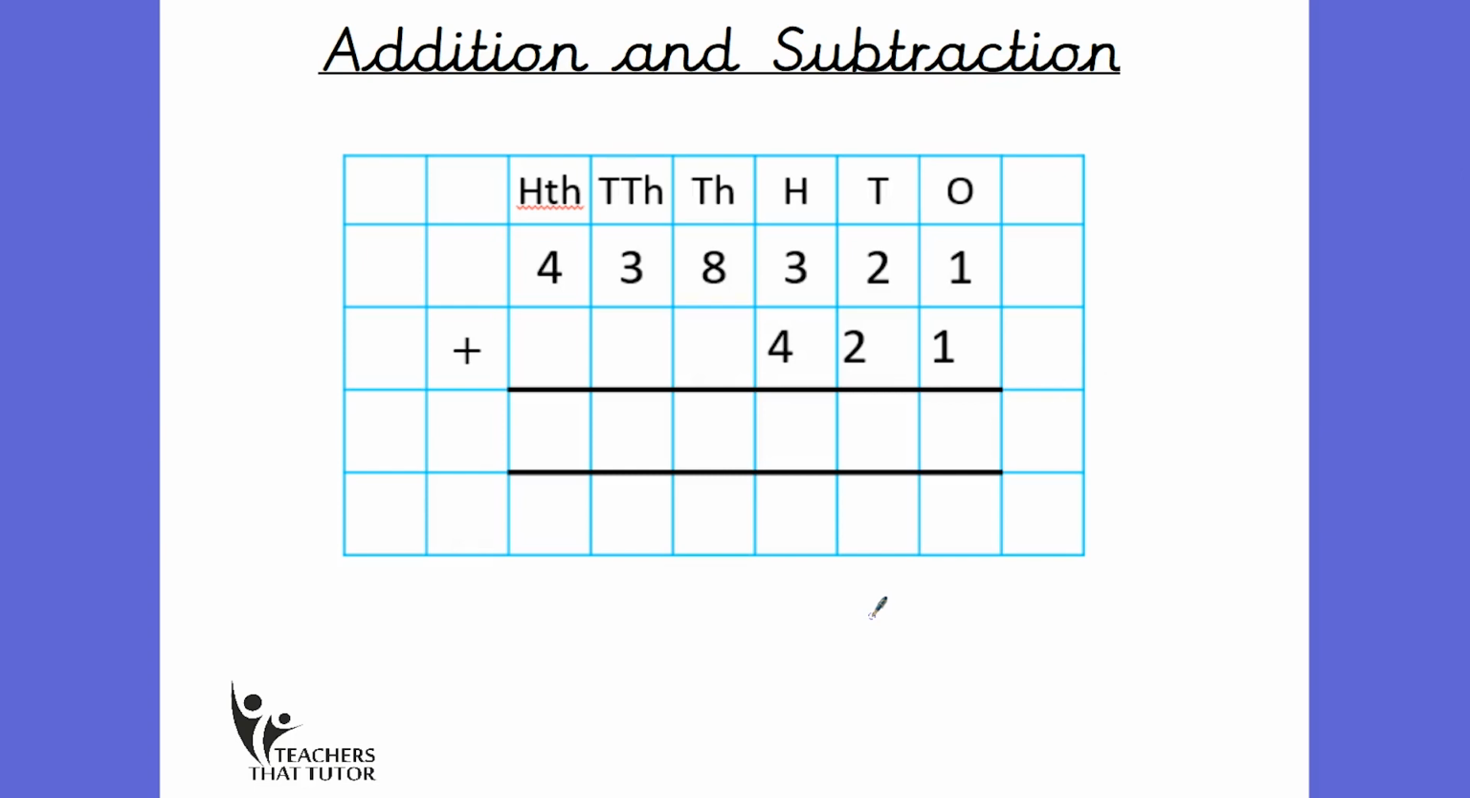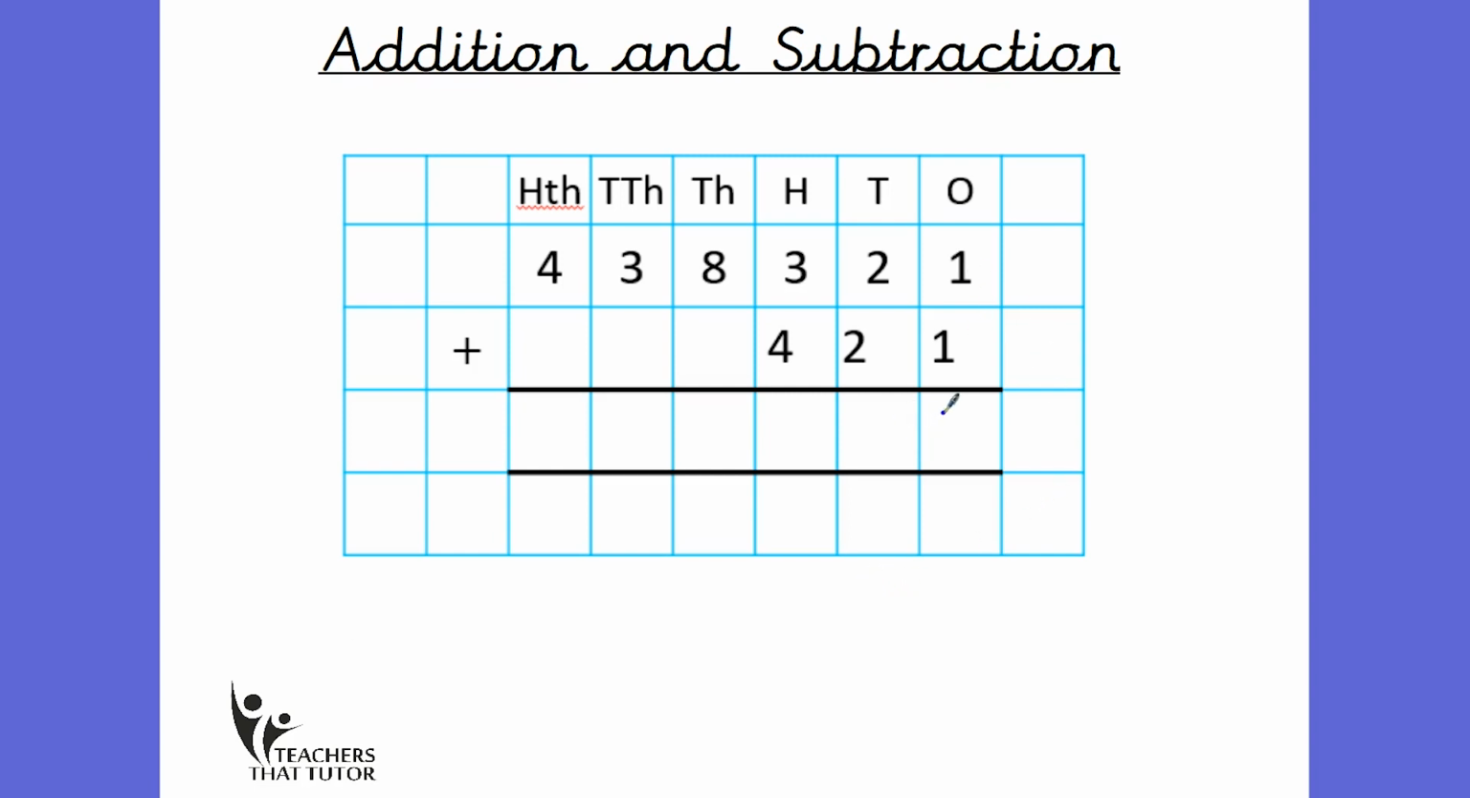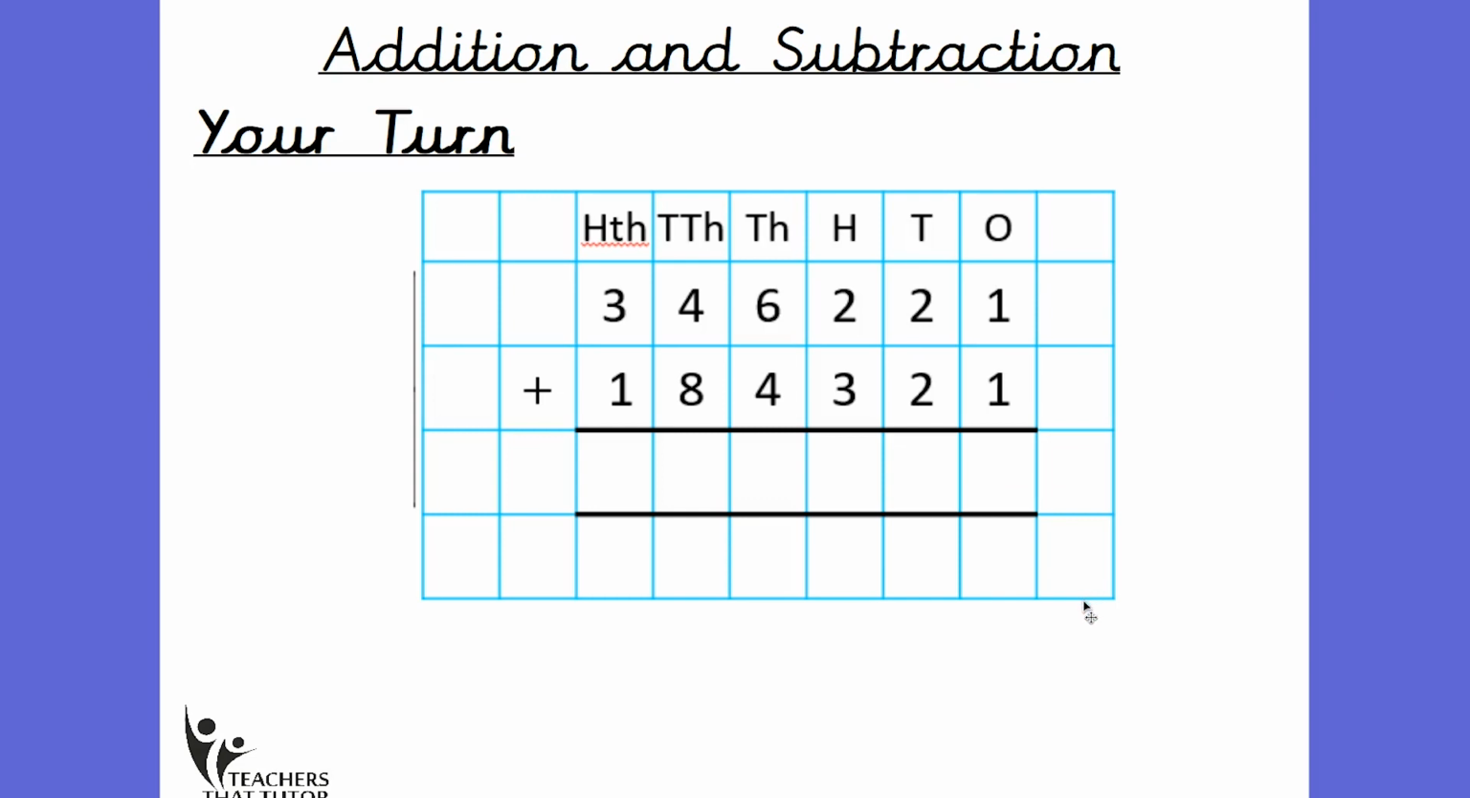So make sure when you're ever adding and subtracting and you're using column method that you put the numbers in the correct columns. That's really, really important. So let's go and add these together then. 1 add 1 is 2. 2 and 2 is 4. 4 and 3 makes 7. 8, 3, and 4. And putting our comma in, giving us a final answer of 438,742.